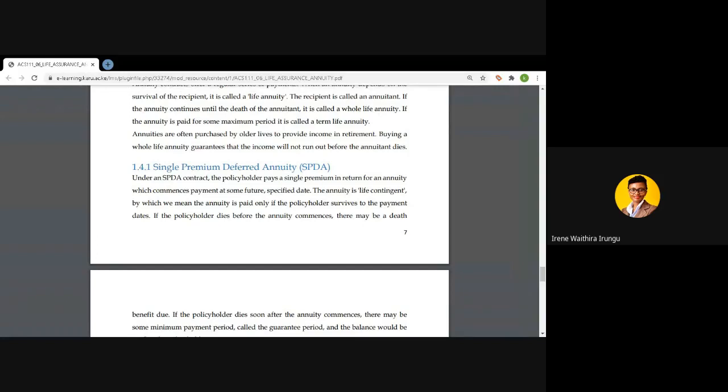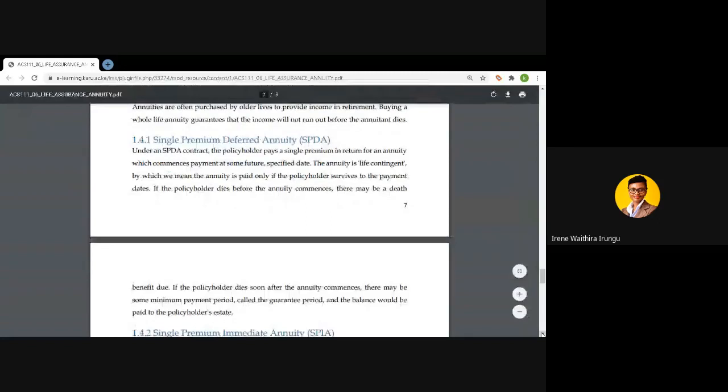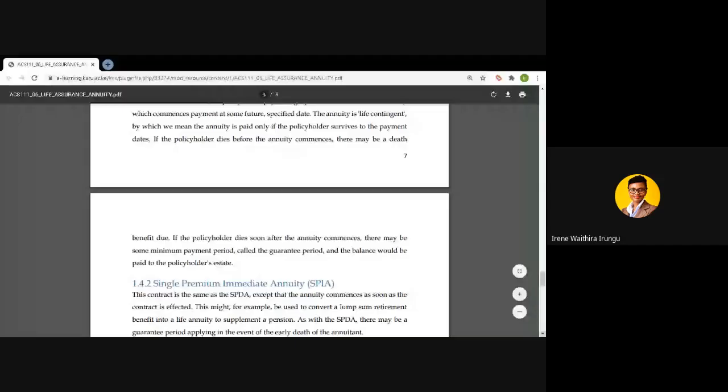The annuity is life contingent, and that simply means that the annuity is paid only if the policyholder survives to the payment dates. So if the policyholder dies before the annuity commences, there may be a death benefit due. However, the regular series of payments will not continue if the life is dead. If the policyholder dies soon after the annuity commences, there may also be what we call a minimum guarantee period, in which the policyholder's estate or beneficiaries can be compensated.